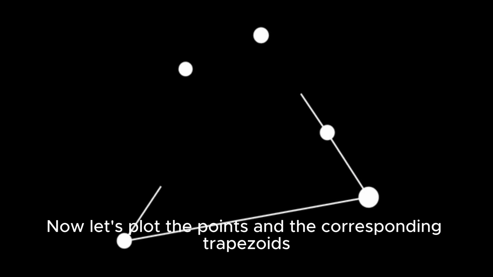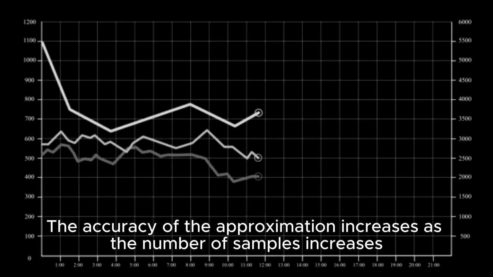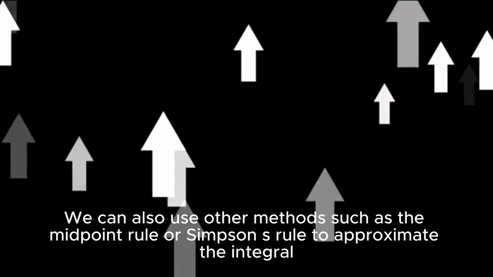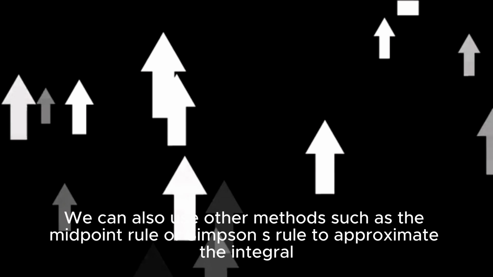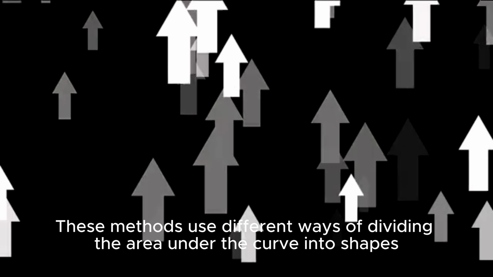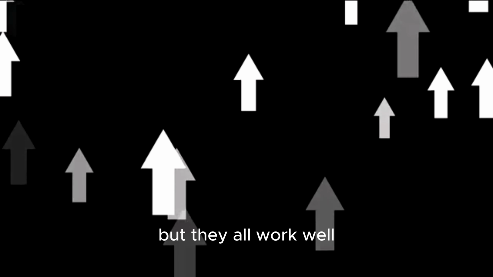Now, let's plot the points and the corresponding trapezoids. As you can see, the Monte Carlo method approximates the integral by using random samples. The accuracy of the approximation increases as the number of samples increases. We can also use other methods such as the midpoint rule or Simpson's rule to approximate the integral. These methods use different ways of dividing the area under the curve into shapes, but they all work well.